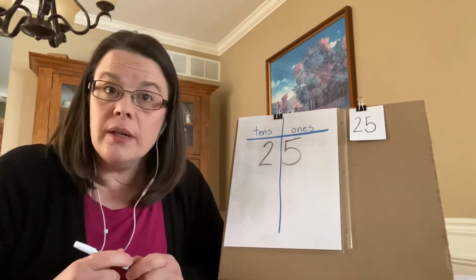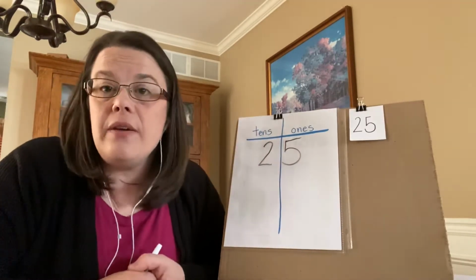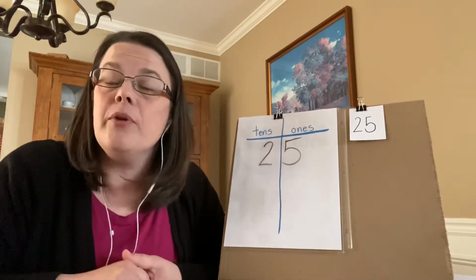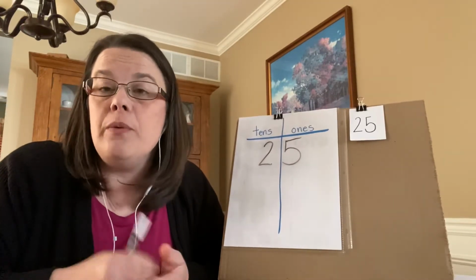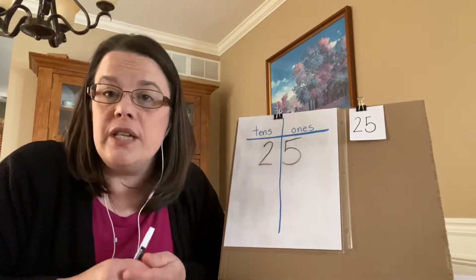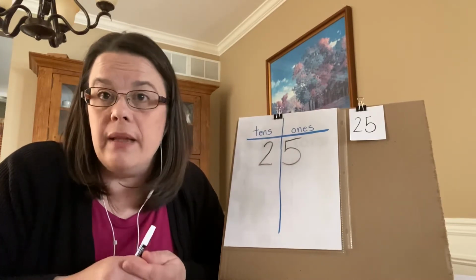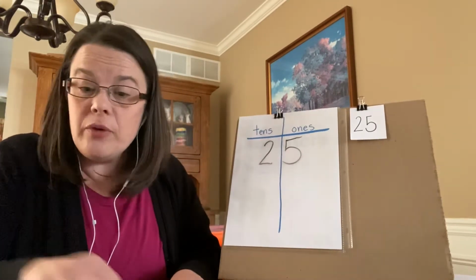If you're not sure, then you can draw yourself a place value chart just like this and write the number in and make sure you understand which digit is in which place before you begin the problem. Let's try a few more and see how we do.